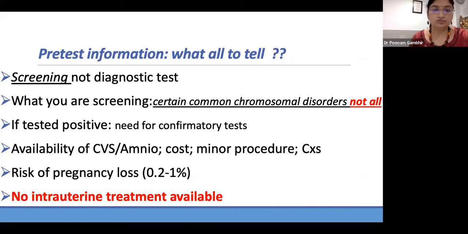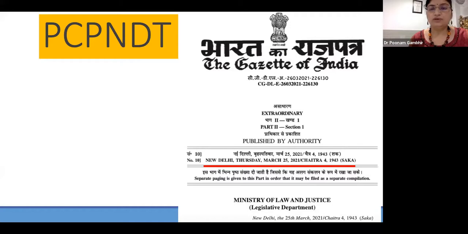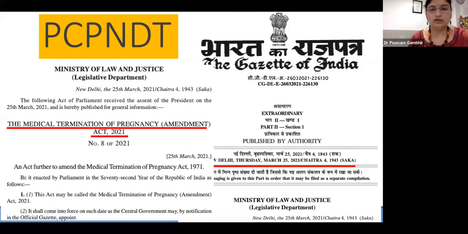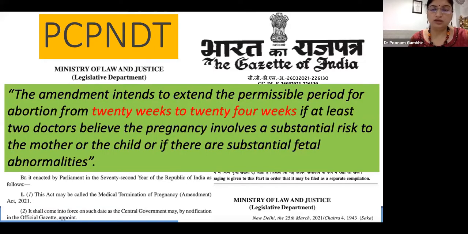So we are talking so much about it. So PCPNDT and the government of India amended the MTP guidelines also in March 2021, and that stated that they have extended the permissible period for abortion from 20 weeks to 24 weeks if at least 2 doctors believe that the pregnancy involves a substantial risk to the mother or the child, or if there are substantial fetal abnormalities.